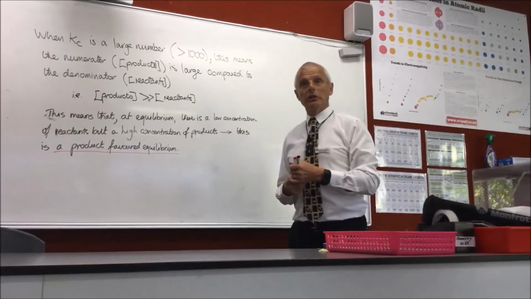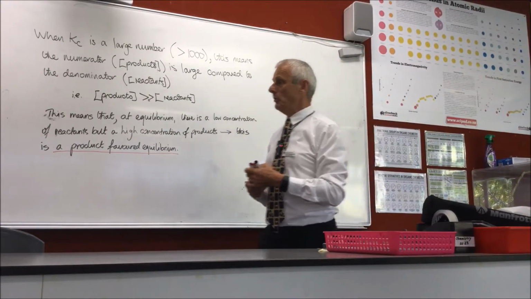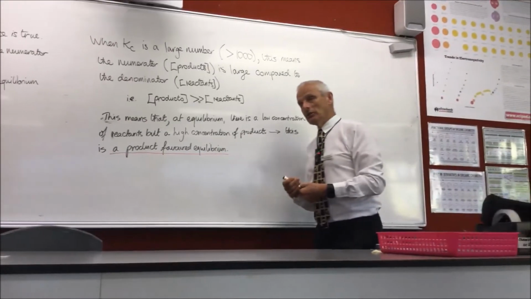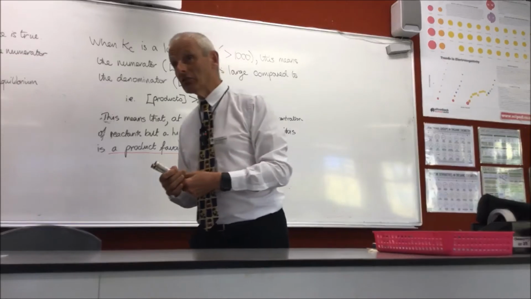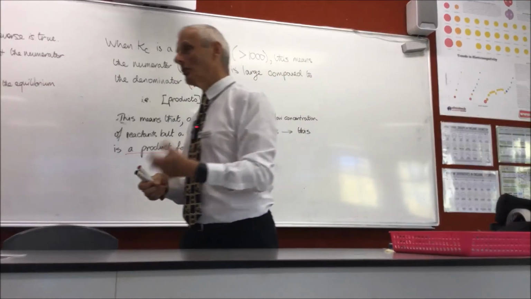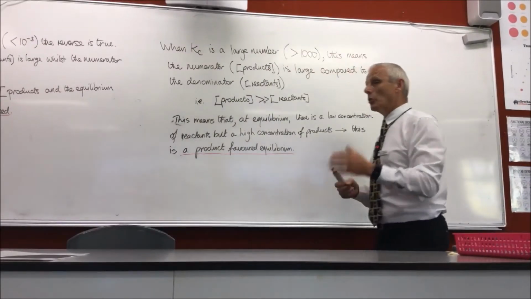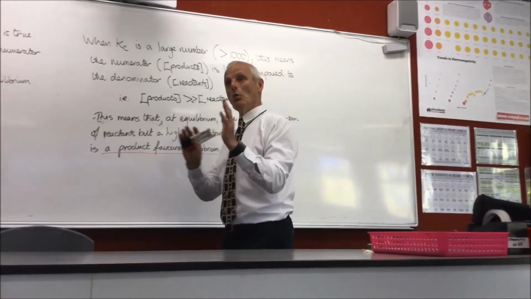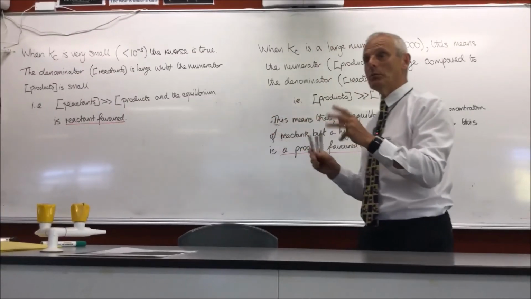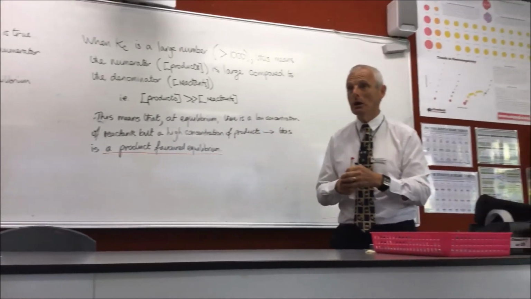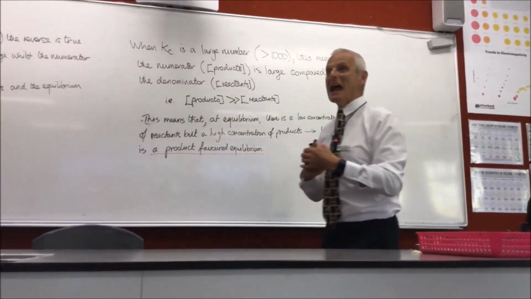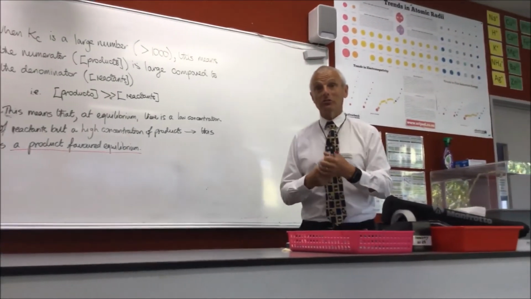So that's the other extreme. A very small number means you've got a high denominator this time. In other words, the concentration of reactants is high, but a small numerator, so the concentration of products is low. So in other words, the equilibrium is lying way over towards the reactants. So reactant-favoured equilibrium. A reactant-favoured equilibrium means you've got mostly or a higher concentration of reactants compared to the products.